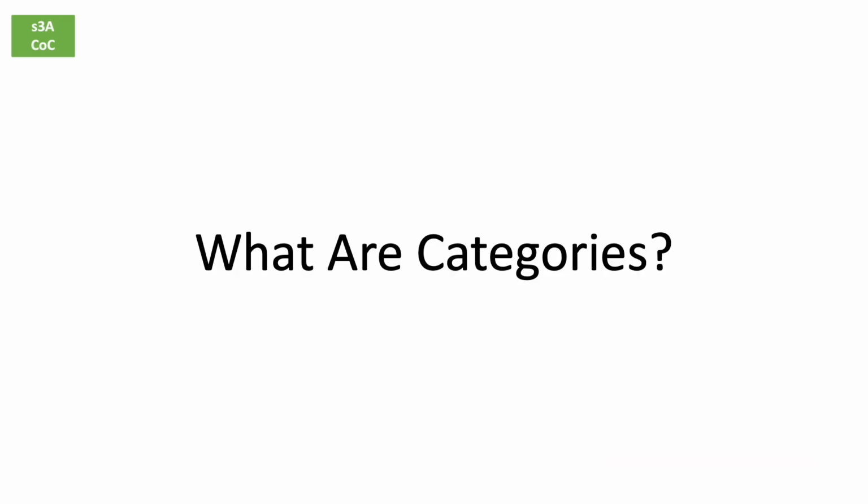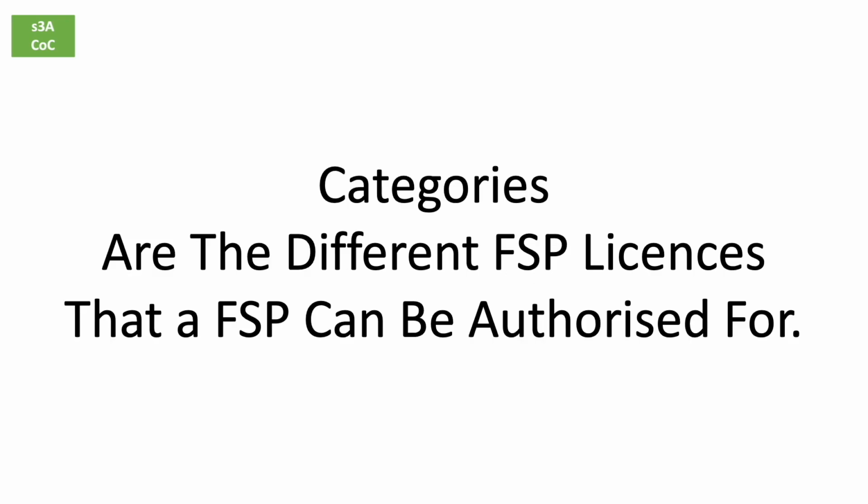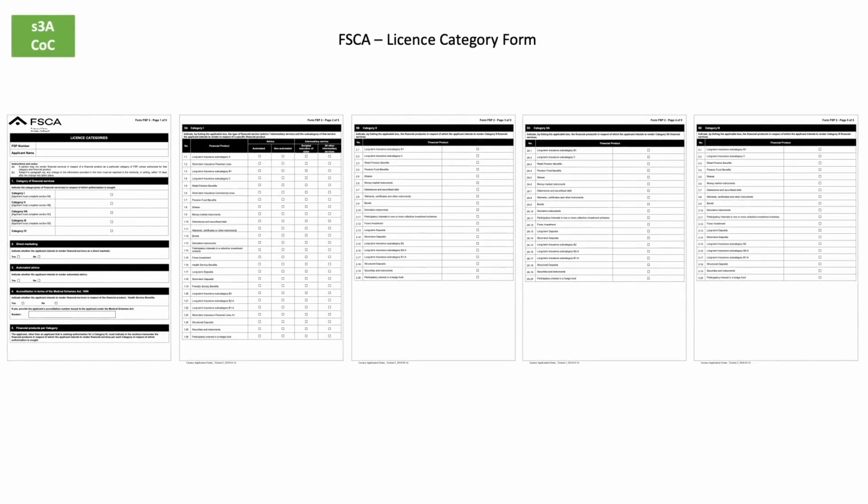We refer to Category 1. What are categories? Categories are different types of licenses that an FSP can be authorized for. Here we have Form FSP2, which is the license category form. This form is what an applicant would complete when applying for the different licensing categories. Note that it's an applicant and only becomes an FSP when authorization has been granted. We will take a look at this form in order to explain the different license categories.